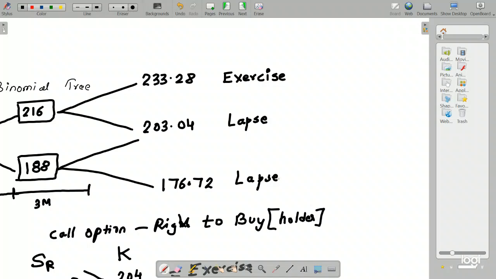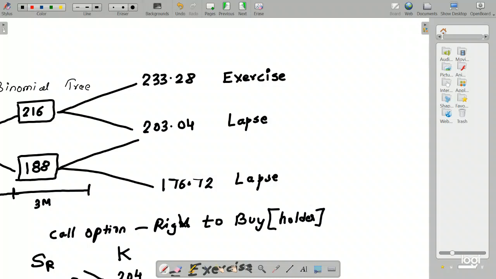So first step, write down the given information. Second step, draw your binomial tree. Third step, take your decision. Fourth step, based on that decision, decide how much is your payoff, right? So I'm going to decide how much is my payoff here, right?